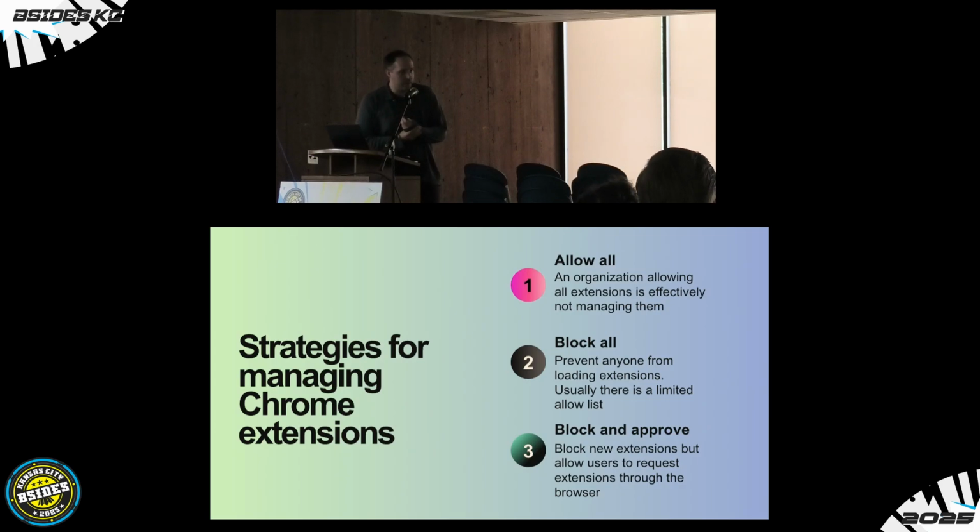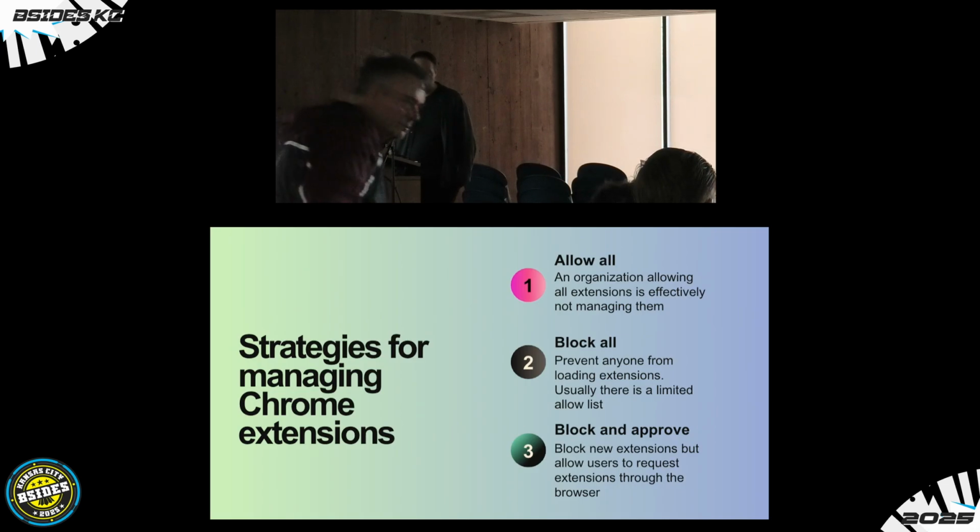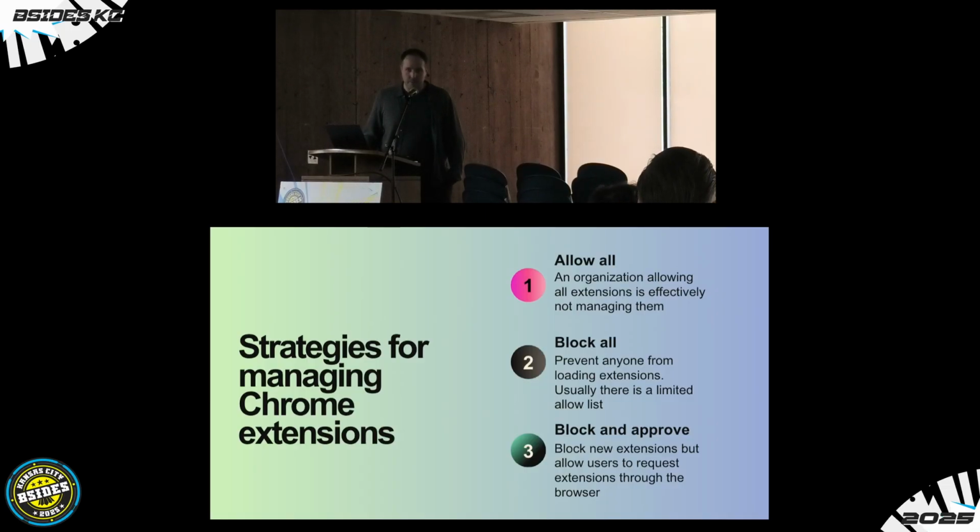But let me give you some actual strategies for working with browser extensions. There are three main paths you can take. Allow all. Congrats, most people are doing that right now. If you have never thought about this before, you can block all, where you have a small allow list and prevent anybody from loading all extensions. Usually you'll need to do this through Chrome Enterprise Core or group policy. And then you can also do block and approve. So you can have your block list and your small allow list, and then, again through these tools, you'll have to think through how people request new extensions as you go along.